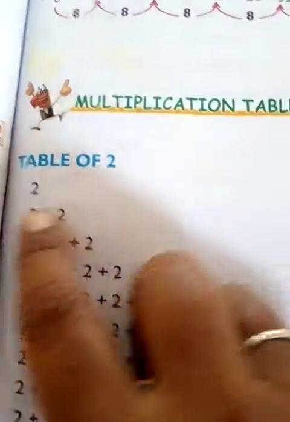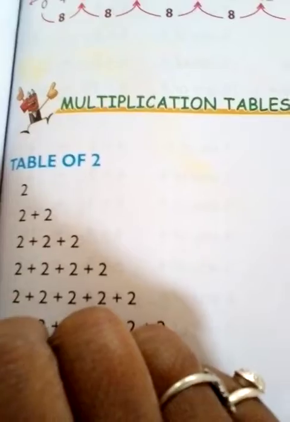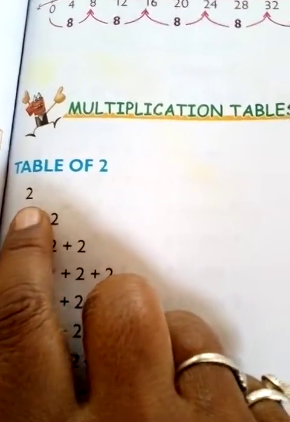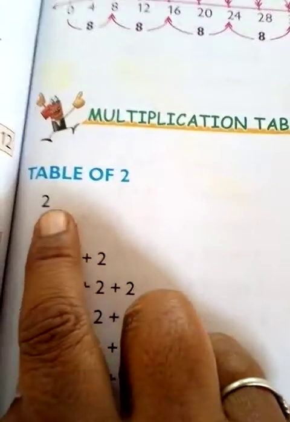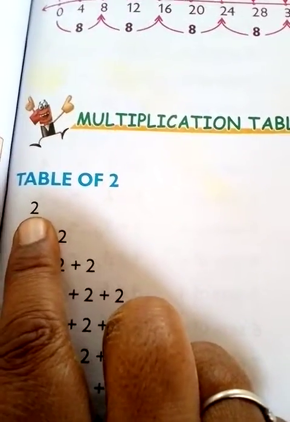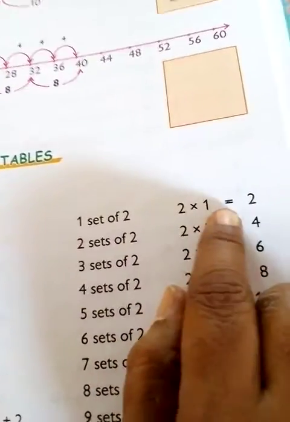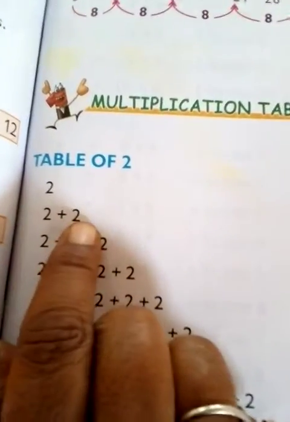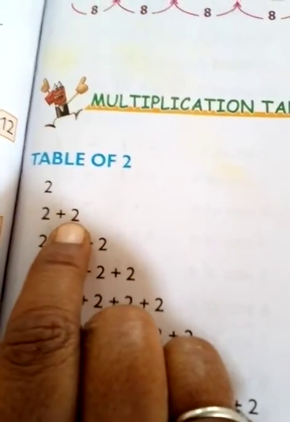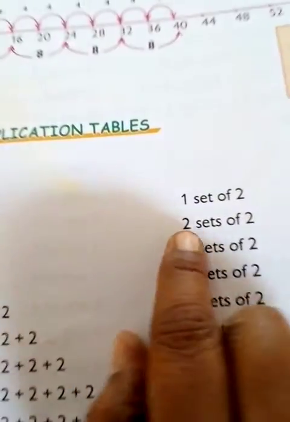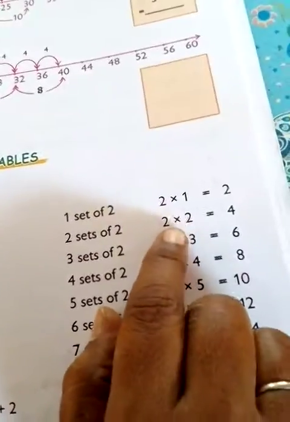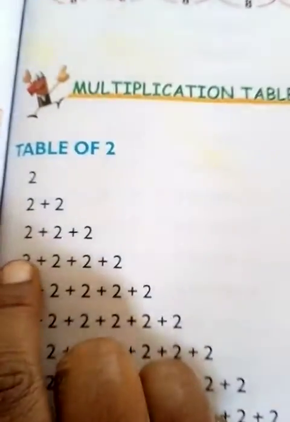Tables of 2 we had completed. Again we will do it. 2 is given. So 1 set of 2, that is, 2 ones are 2. Again 2 is given 1 and 2, so 2 sets of 2, that is, 2 twos are 4.